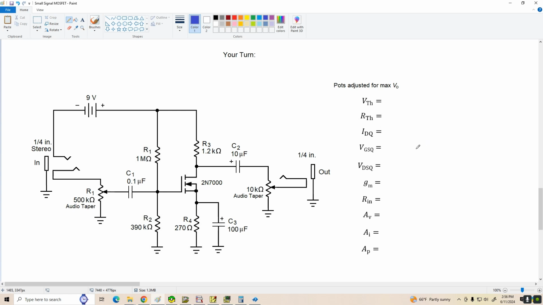All right, and as I said, in the next video we're going to take a look at drain feedback biasing and the common source amplifier, and we're going to derive the voltage gain equation for a non-zero source resistance.